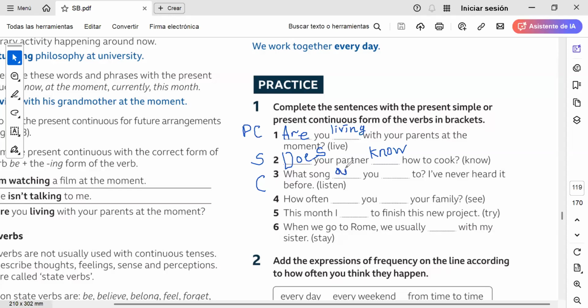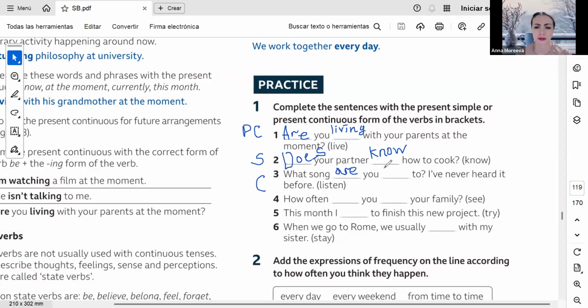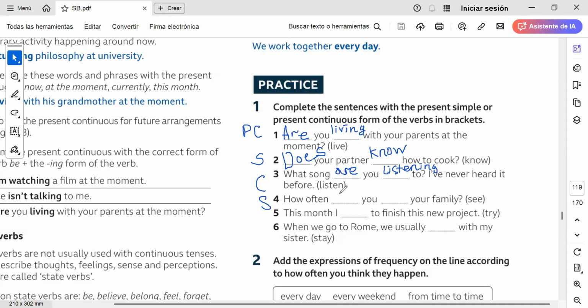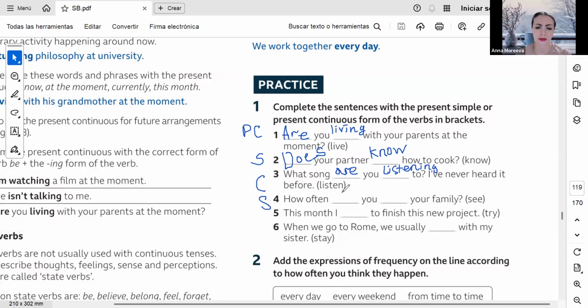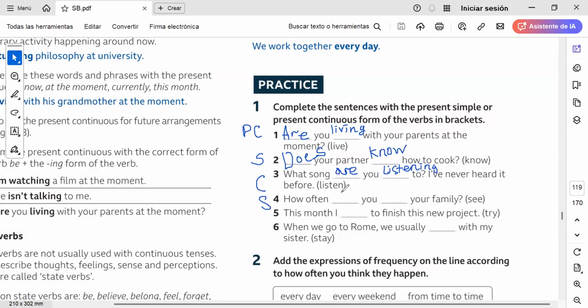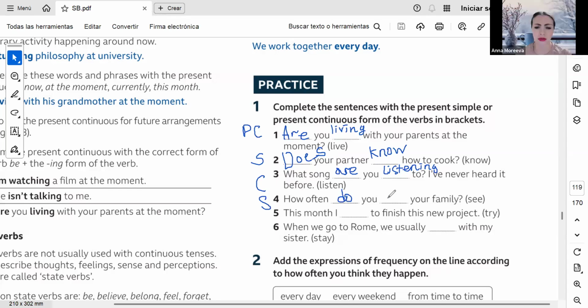Are you listening? We don't say "listening to" here. I never heard it before. Number 4, simple or continuous? Simple. How often do you see your family?